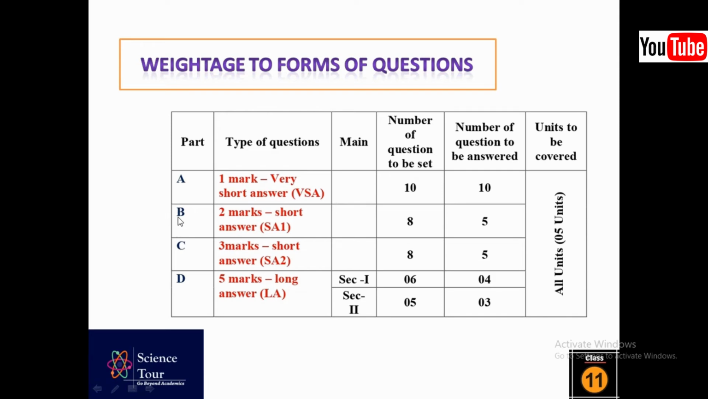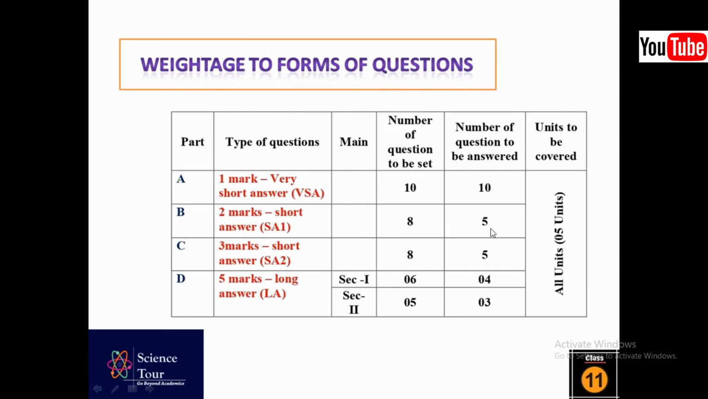Then comes part B. 2 marks questions, short answer type, that is SA1. The number of questions you can expect is a total of 8, and the number of questions to be answered is 5. That means you can avoid any 3 questions.